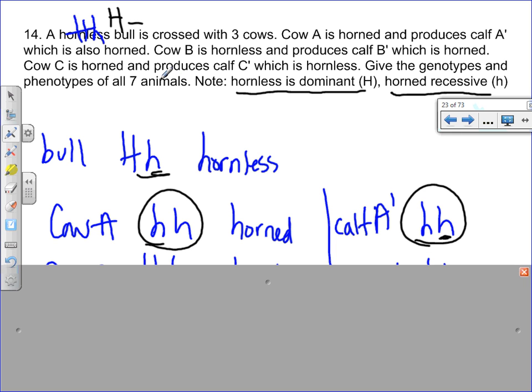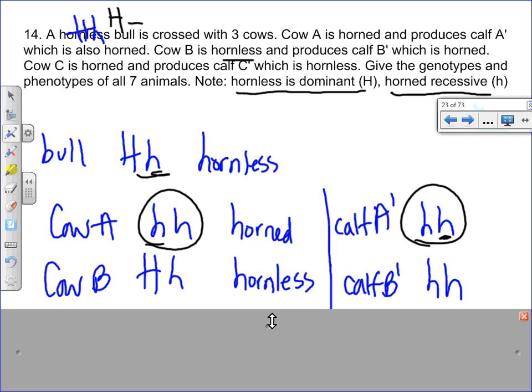So now we look at cow B. Cow B is also hornless. Okay, so cow B is hornless, and it has a calf with the bull. So calf B prime is horned. So since this baby is horned, has little h, then cow B, we know it's hornless. It's got to have a big H, but it's got to have a little h to give to that baby.